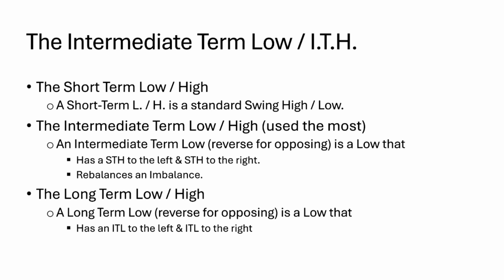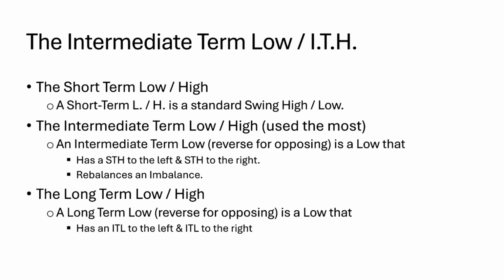An intermediate term low, and of course reverse for the opposing, is a low that has a short-term low to the left and a short-term low to the right. I made a mistake. I was thinking about swing highs and swing lows, and I just wrote them by mistake like this. But basically, an intermediate term low, again, is a low that has a short-term low to the left and a short-term low to the right. And the most important thing that you have to understand is that this is also a swing low that rebalances an imbalance.